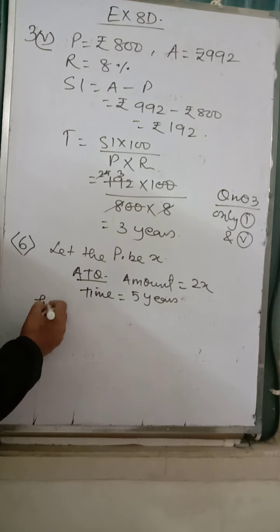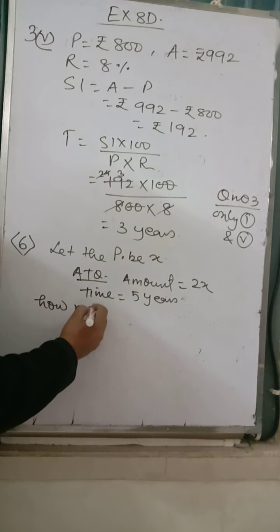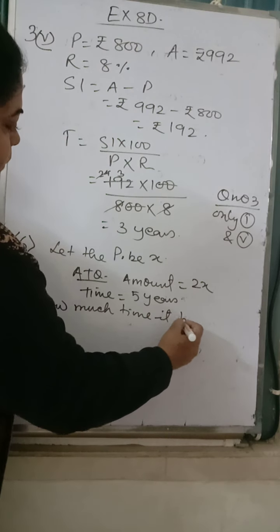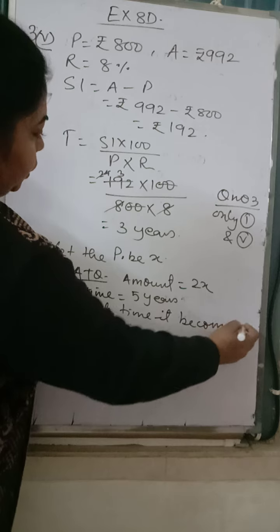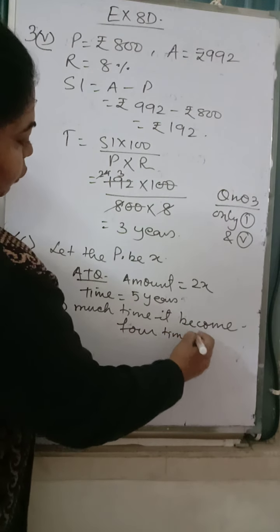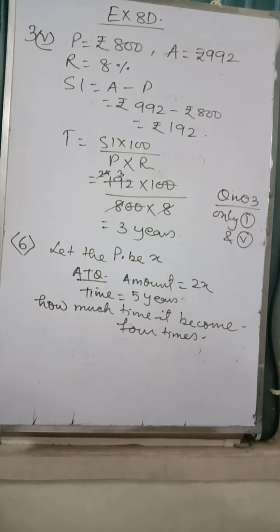So how much time does it take to become that? Quadruple means 4 times. In simple language, I am writing 4 times. Now, first of all, we have to find the rate of interest. Then we have to find the time.